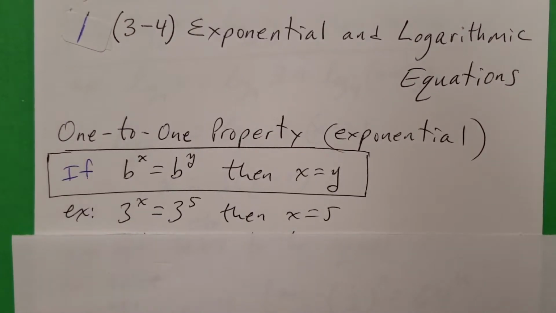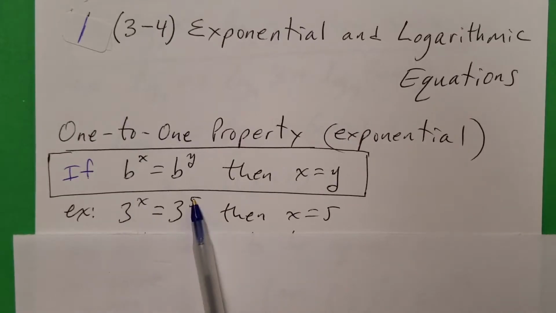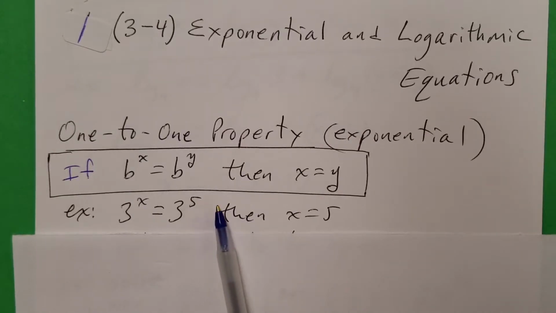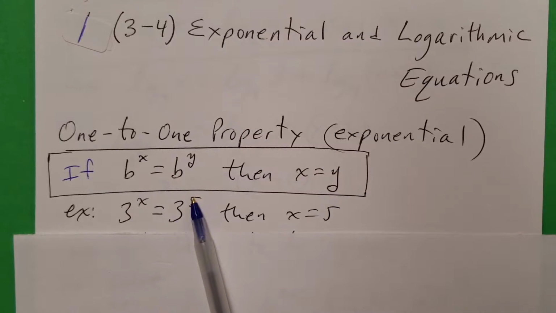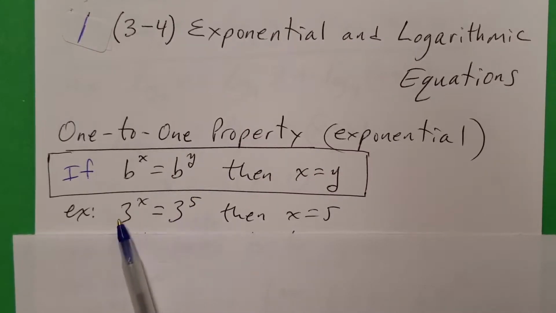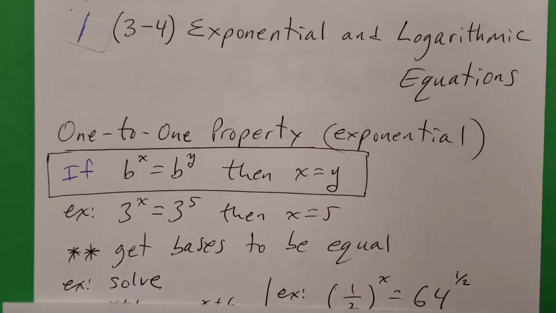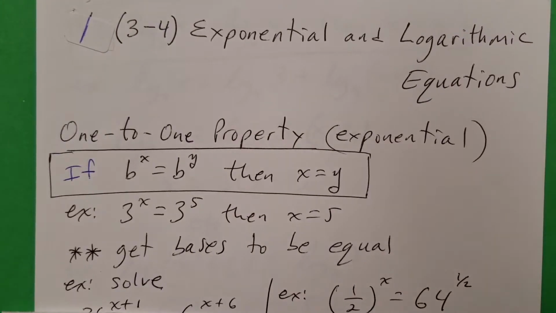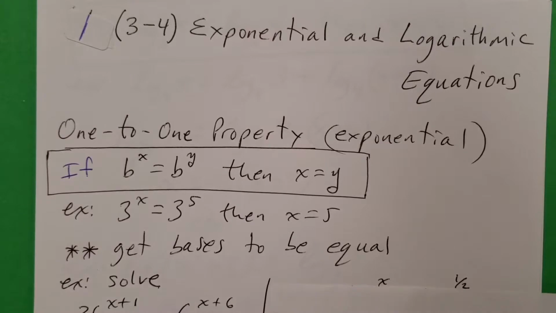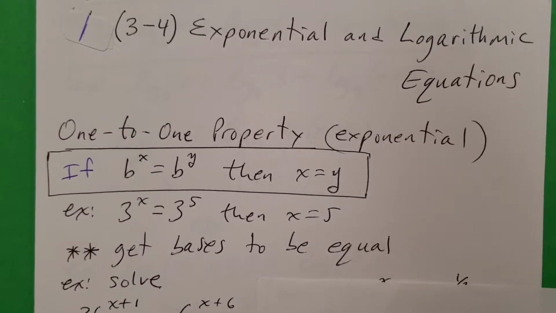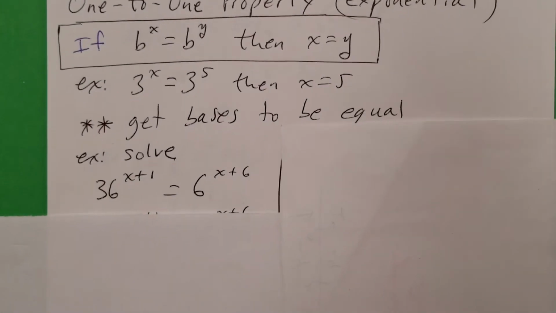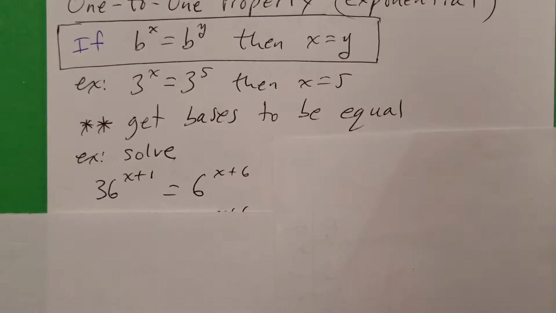So for example, 3 to the x equals 3 to the 5th. Well, that means that x must equal 5. But that only works because you have equal bases, the same bases. So your job will be, if the bases are not equal, to make the bases equal. So let's look at the first example.